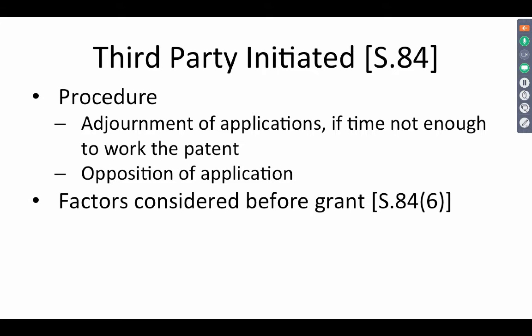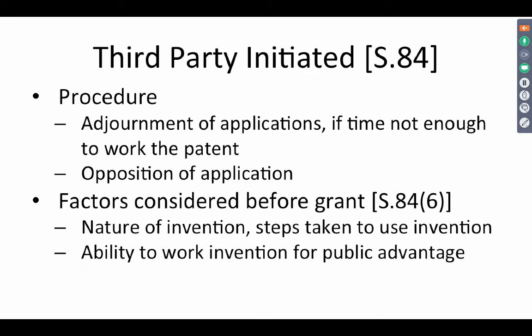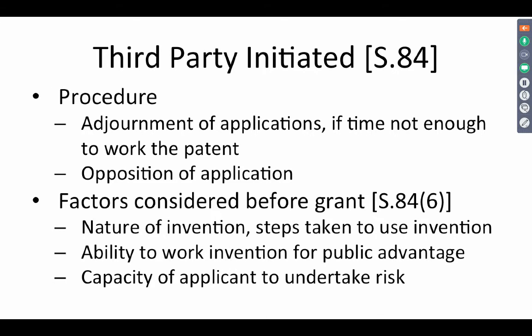The nature of the invention; the ability of the applicant to work the invention to the public advantage, because if he is saying it is not locally worked, then the controller will expect the applicant to work it; the capacity of the applicant to undertake the risk in providing capital; and whether the applicant has made any efforts to obtain a license. These are the conditions: ability to work, capacity of the applicant, failure in obtaining a license.